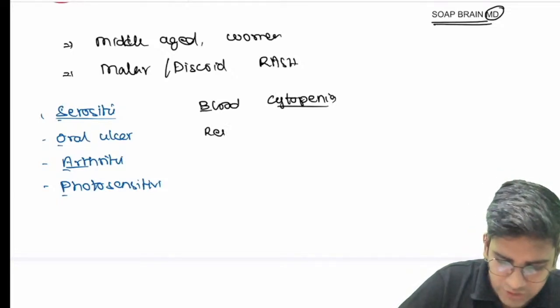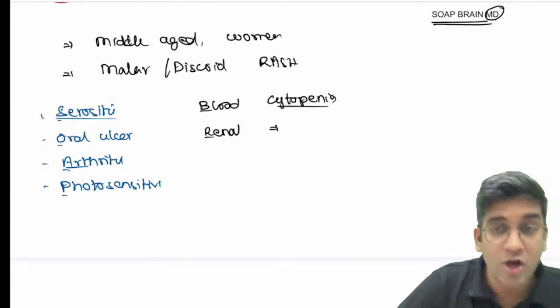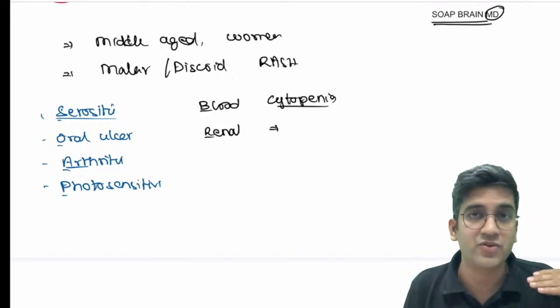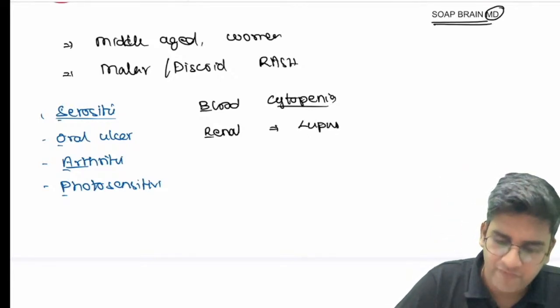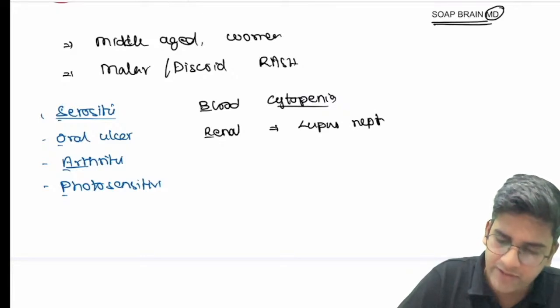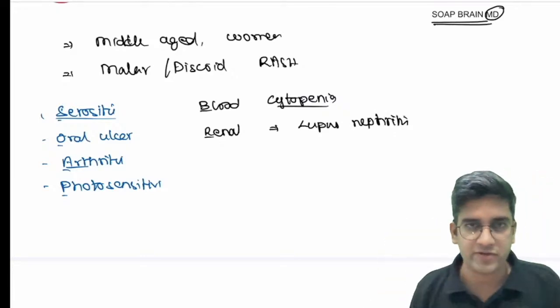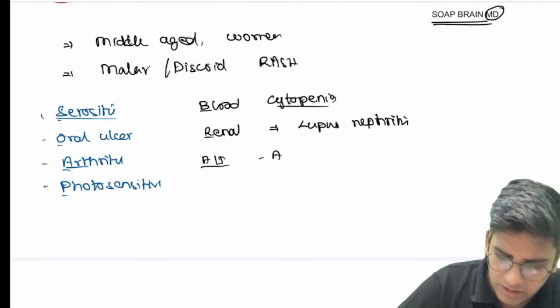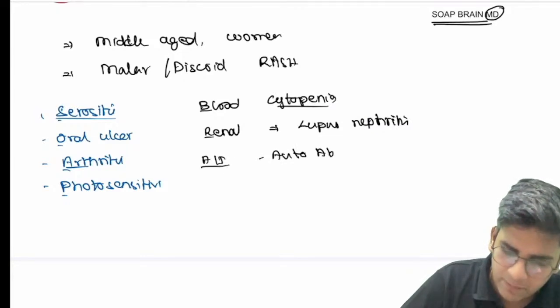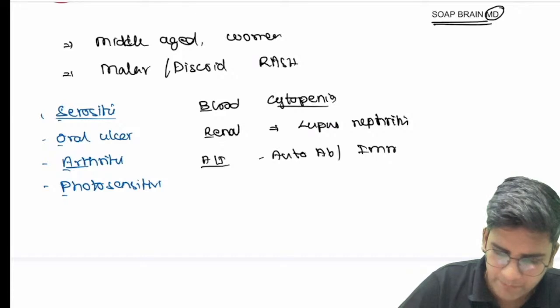R for your renal disorders. If it's a long answer, write all the different types of lupus nephritis. Otherwise, just write, it will definitely cause lupus nephritis. We know more about lupus nephritis. We did read them in glomerulonephritis, right? Okay, and AI for autoimmune or autoantibody level or your immunological phenomenon.